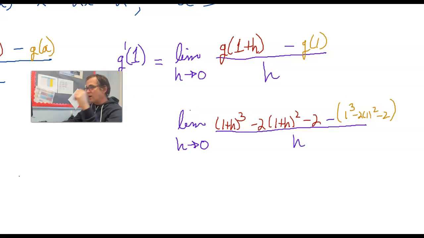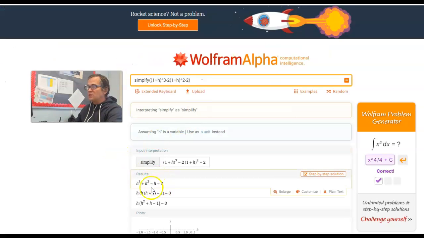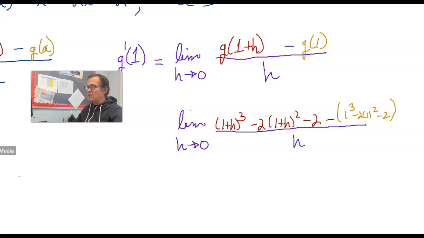So going back to my work, what would happen next is all of this red stuff would get replaced with this h cubed plus h squared minus h minus 3. If that makes sense to you, you can stop the video now. If you're not sure how to proceed, I'll go just a little further on this one.